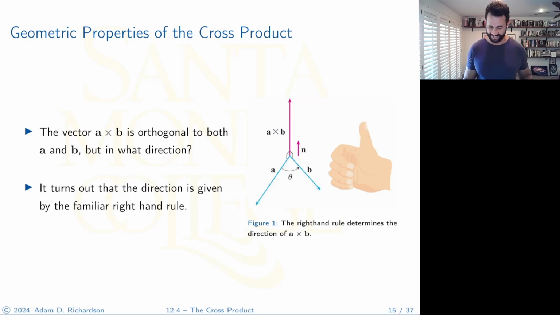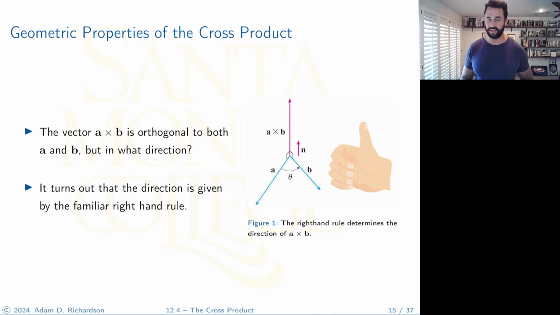Well, the good news is that it obeys the right-hand rule. So if you want to know which direction this orthogonal vector is pointing, you use the right-hand rule, where, I can't show you, A curls to B, and then the direction of your thumb is the direction of the cross product vector right here. There you go.